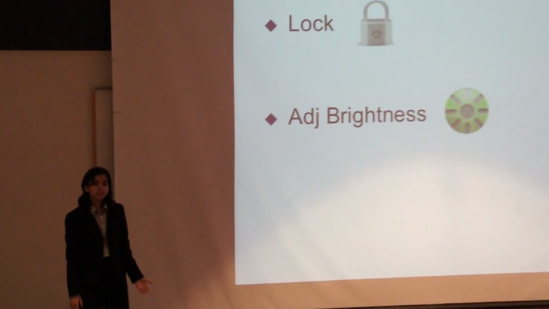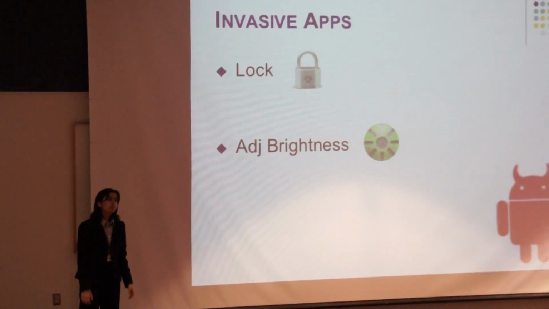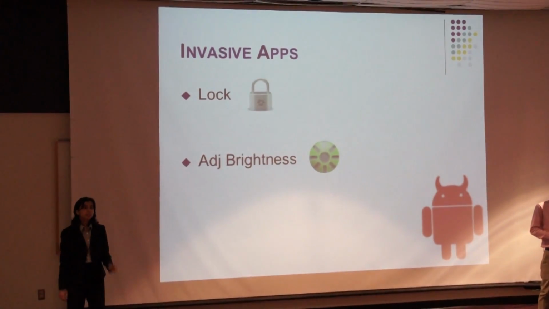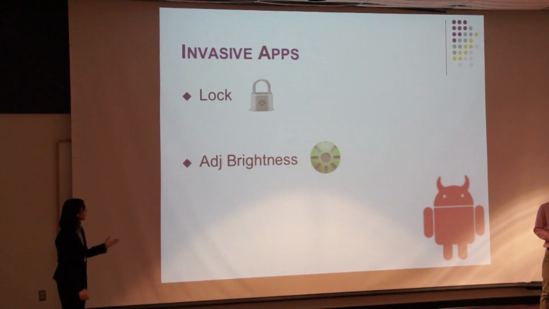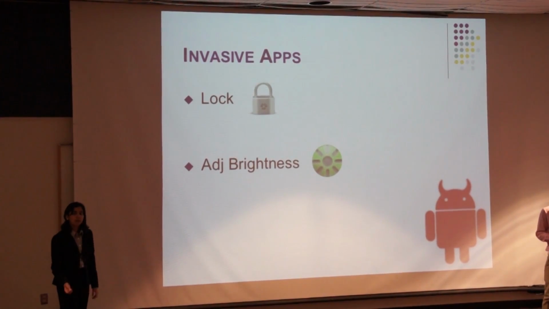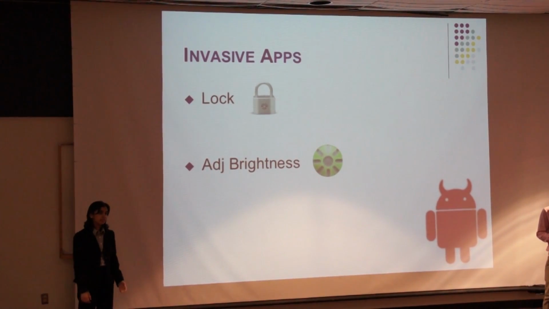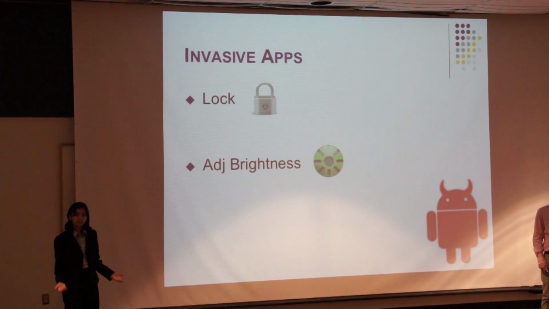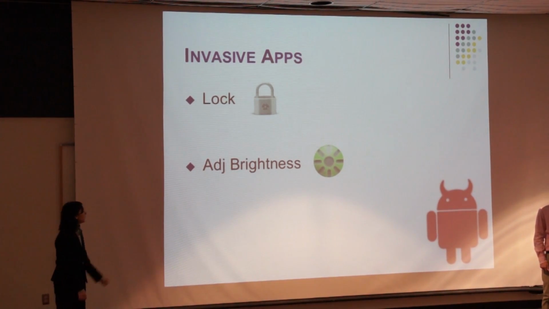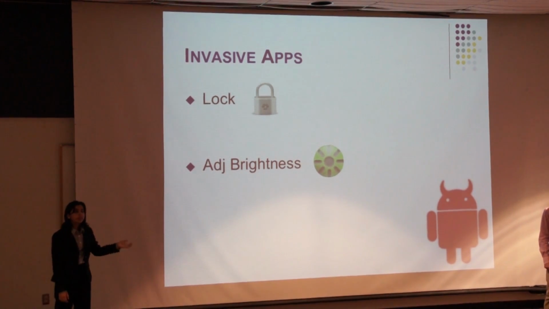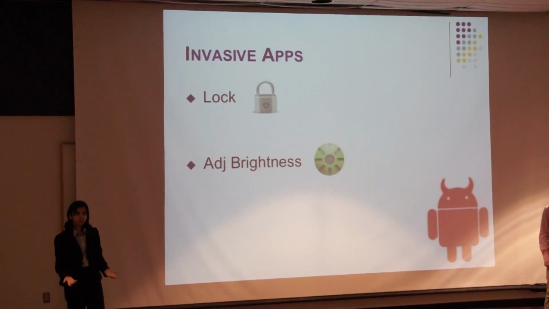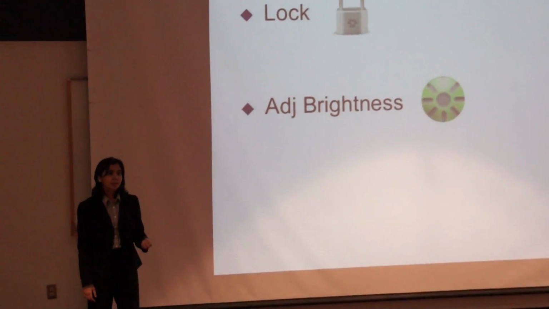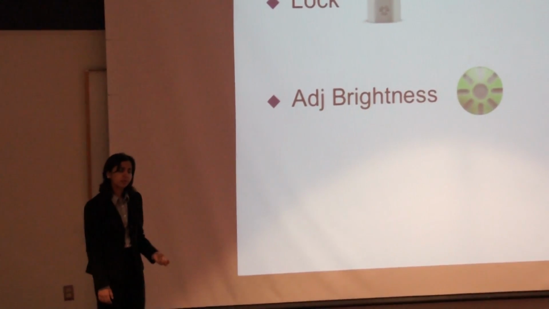The second part of our analysis was to find invasive apps. For this part, we analyzed 5 apps. Out of the 5 apps that we analyzed, 2 apps were invasive, lock and adjust brightness. These 2 apps are very simple apps. As you had seen, lock was just an application to provide password security for other applications on the phone. Lock, as we've seen before, requested the permission for the location. Not only did it request a permission for location, it requested permission to send SMS calls and intercept phone calls.